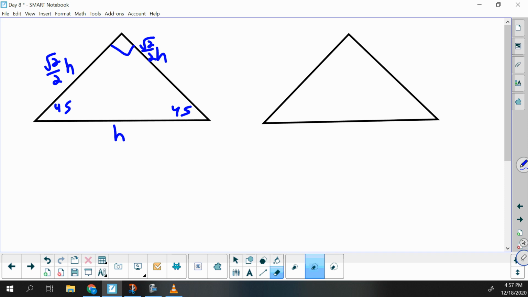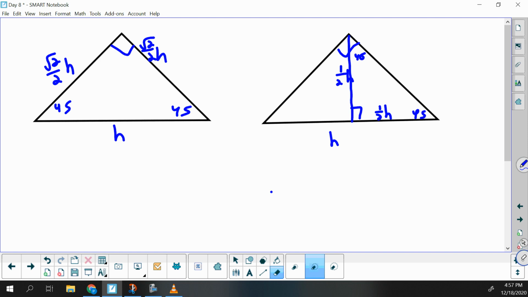But you could also do base times height by drawing in a perpendicular here. Because this is an isosceles right triangle, that would make this one be 1/2 H. Well, this is 45, 45, 90 here, so that would make this also be 1/2 H.